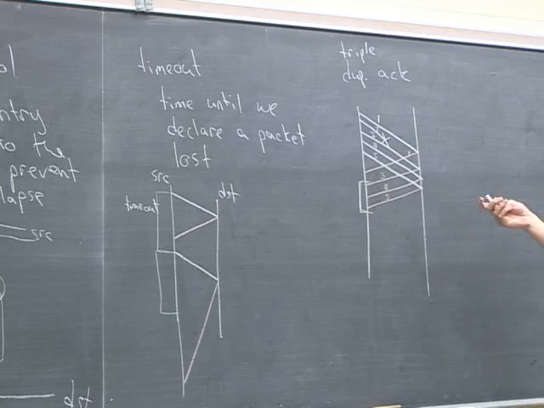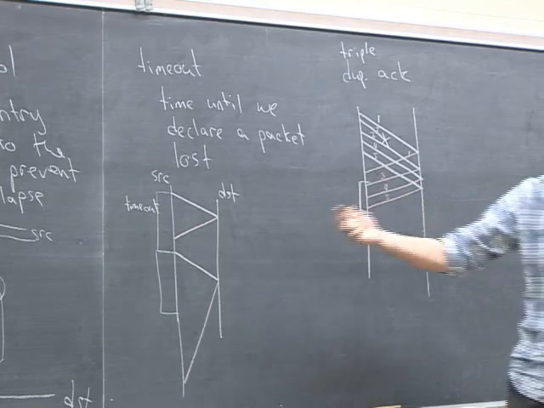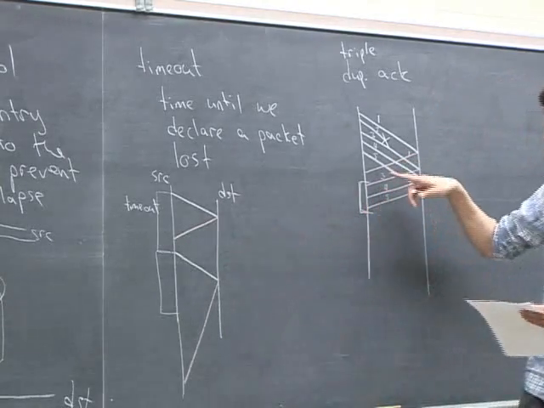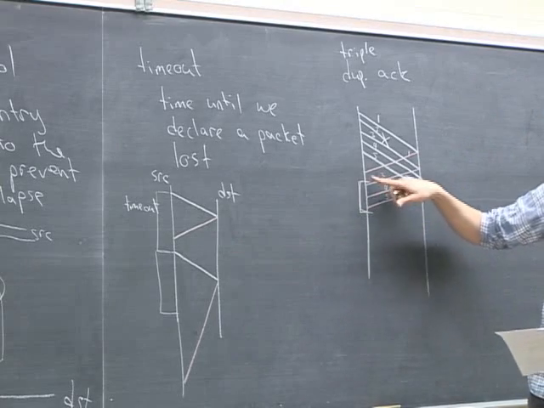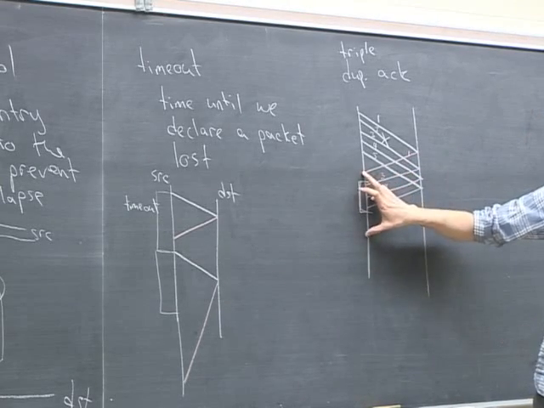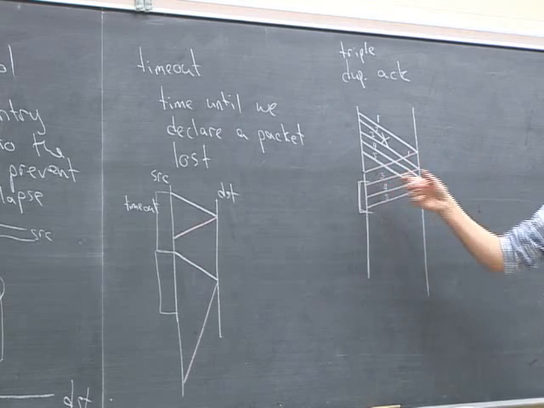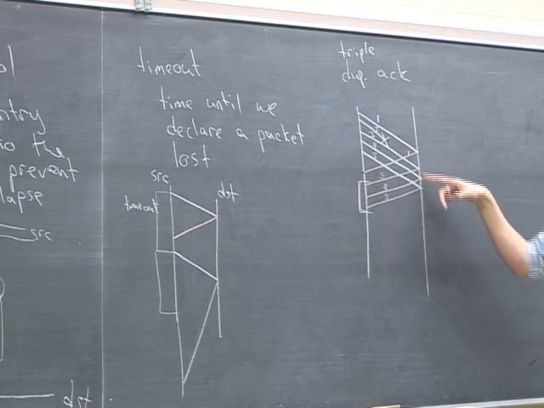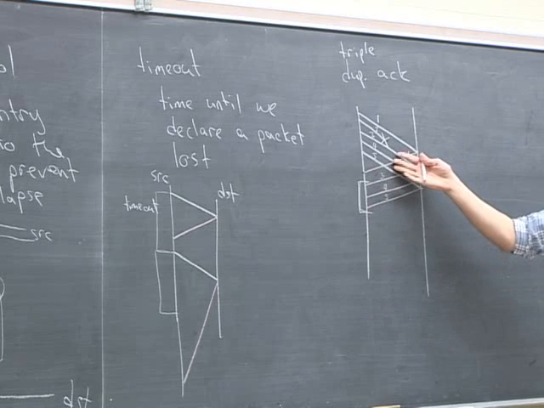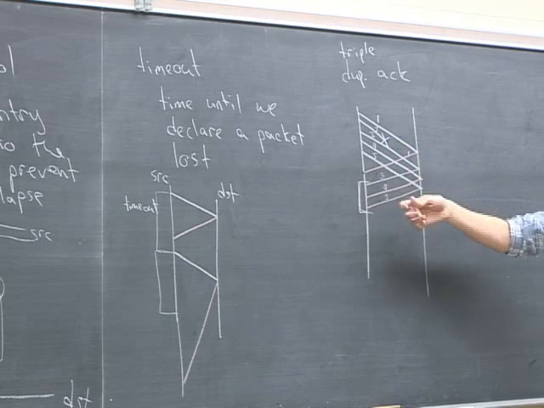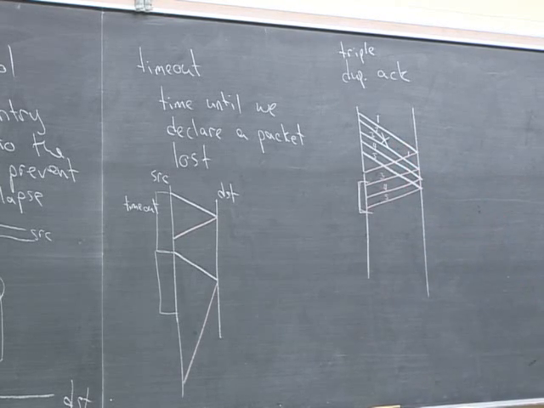ACK. And the reason why is because here, the amount of time it takes to timeout, that means we're not getting much through the network. Whereas if we get the triple duplicate ACK, at least some packets made it through. At least three packets after the one that was lost made it through. So there's not as much congestion in the network, so we don't need to cut our sending window back as much. All right?